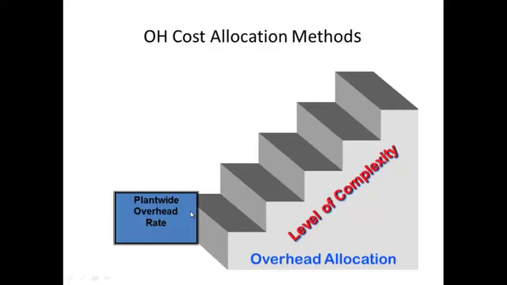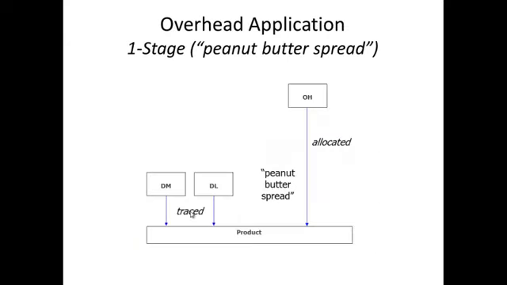As I said, we can have different levels of complexity in our product costing system. Let's start with the simplest, a single overhead rate, what we would call a plant-wide overhead rate. That's where all of the overhead is going to be allocated to the products using one overhead rate.